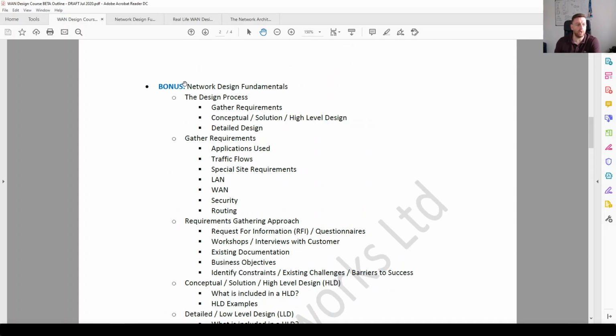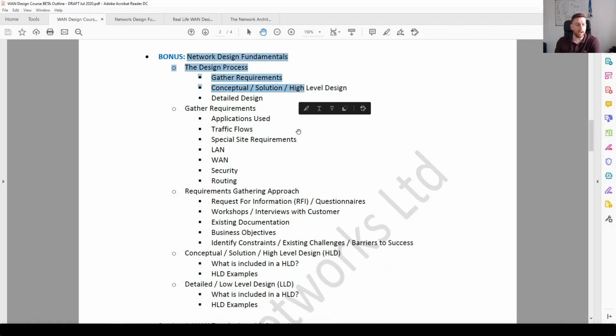One thing to note is we've added a bonus section. So we actually have 7 sections instead of 6. It's called Network Design Fundamentals. The reason for this is I believe that there's certain design fundamentals, as I mentioned earlier, that will be consistent with every single network design that you do.